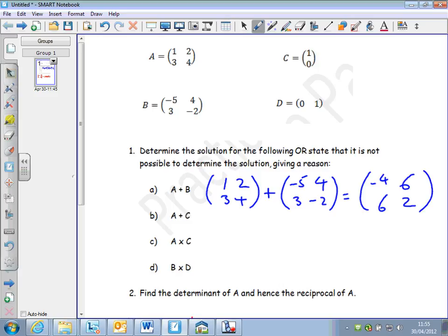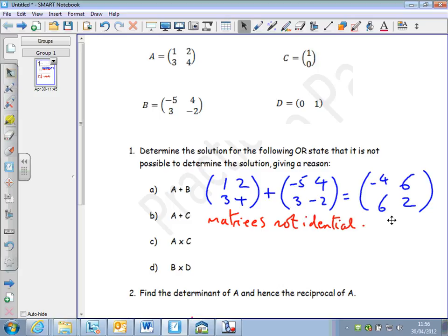Just be warned that if you have to subtract matrices, you've got to be careful of the sign. If this is matrix A minus matrix B, we'd have 1 minus minus 5, which would be plus 5 in the first element, for example. So, because of what we've just been saying, we cannot do B because the matrices are not identical. So we can't do B.